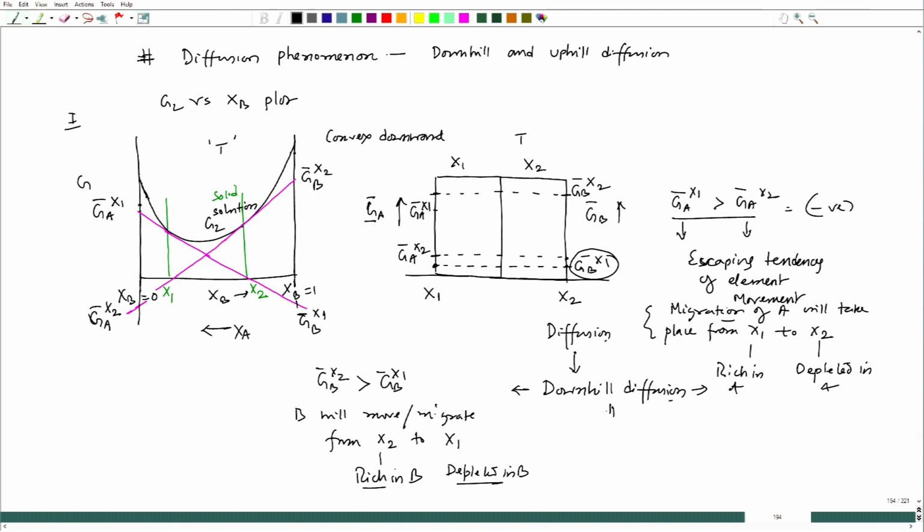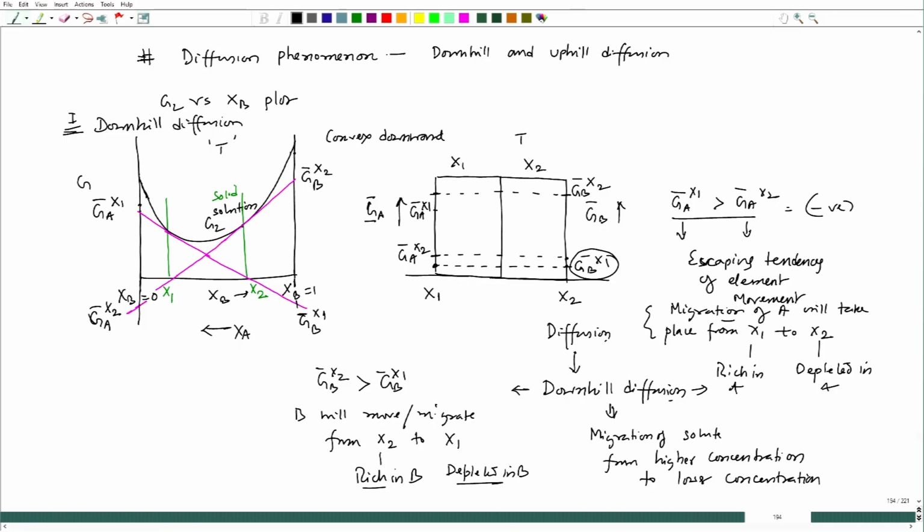So, downhill diffusion is nothing but migration of solute from higher concentration to lower concentration. Fine. So, we can explain downhill diffusion with the help of chemical potential. So, this case 1 is nothing but downhill diffusion. This happens when the free energy composition plot is continuously convex downward.